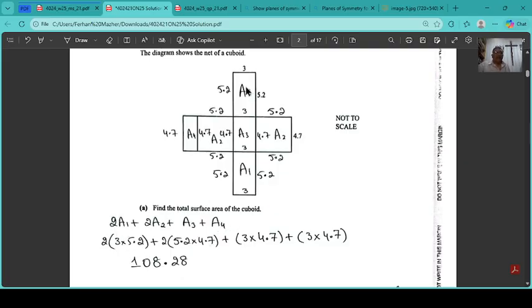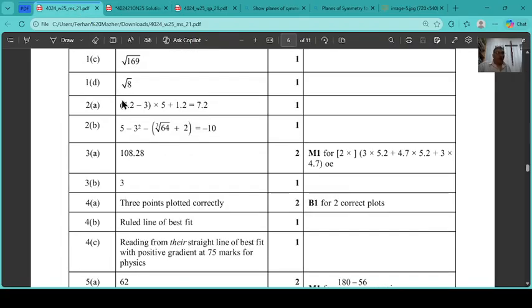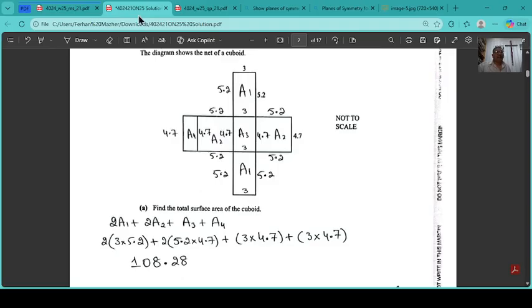The area 1, this is a rectangle, so length into width. They all are rectangles. So basically 2 multiplied by 3 into 5.2 plus 2 into 5.2 multiplied by 4.7 plus 3 into 4.7 plus 3 into 4.7. And when you do this calculation, you will get 108.28. 108.28 is the right answer, sir. This is how this question is done. This is the net of a cuboid, and we have calculated the surface area of that cuboid.